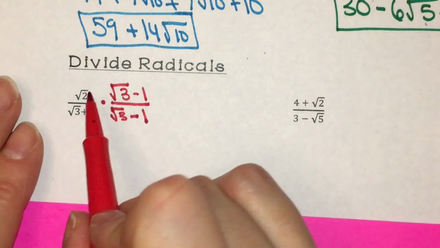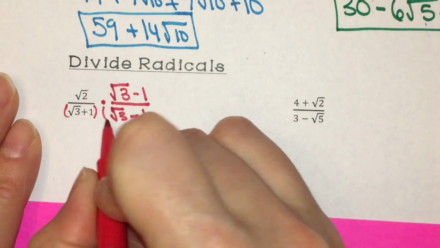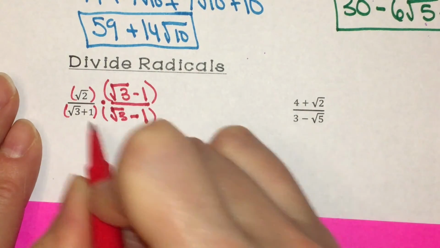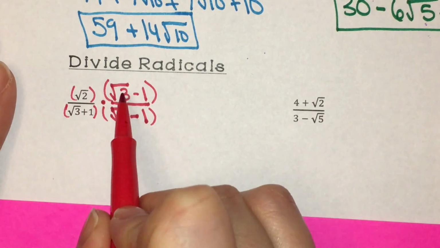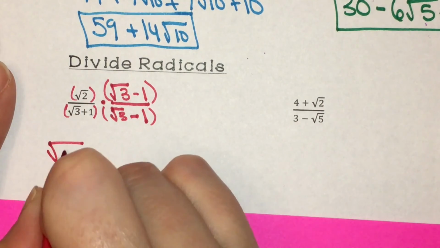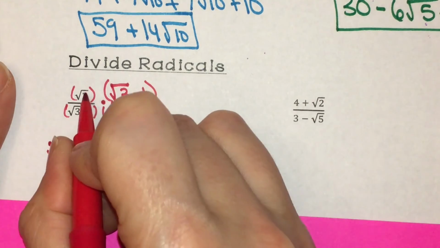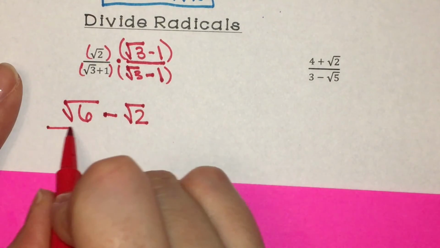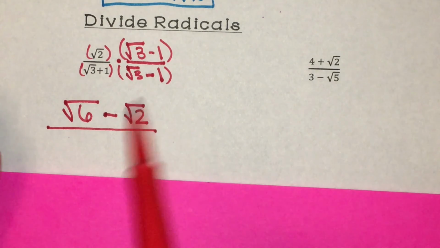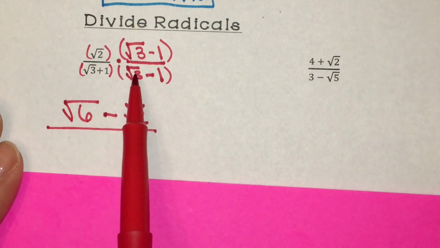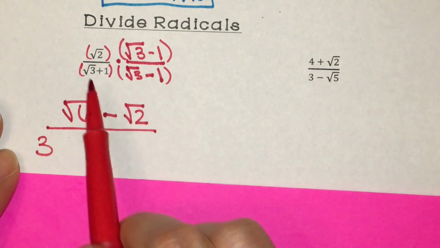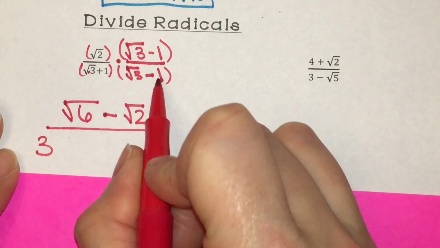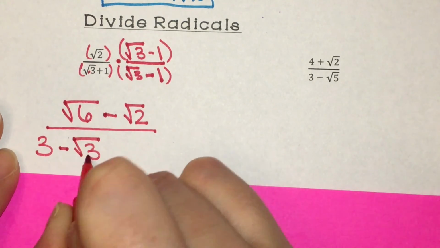Now, all I'm going to do is multiply. Think of these as parentheses. Multiply what's on top, multiply what's on bottom. So, square root of 2 times the square root of 3 is the square root of 6. Minus square root of 2 times 1, square root of 2, over, this is where we're going to get rid of that square root. Square root of 3 times the square root of 3 is 3, because if you think about it, you'll have the square root of 3 times 3, meaning you can bring that 3 out. Square root of 3 times negative 1, negative square root of 3.